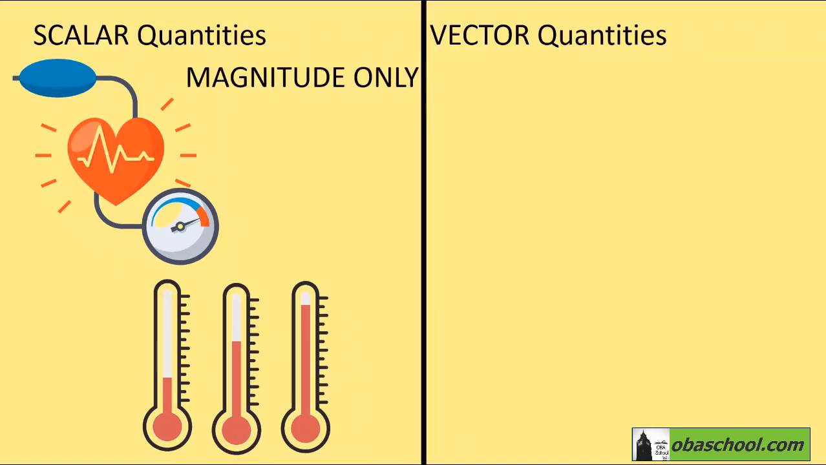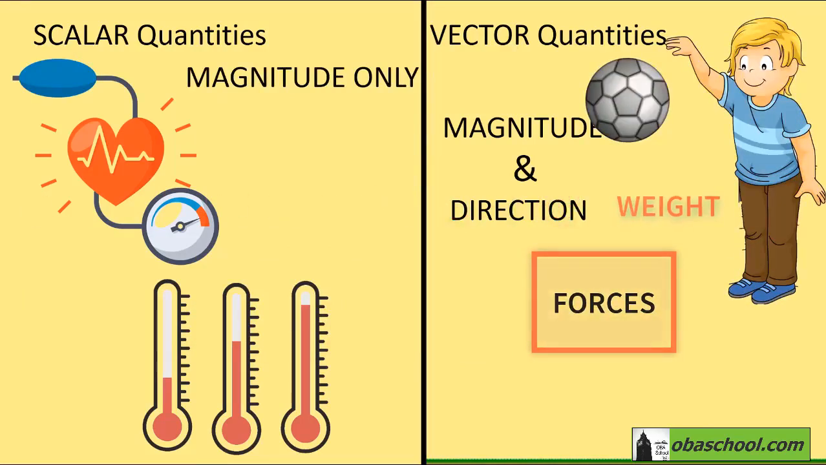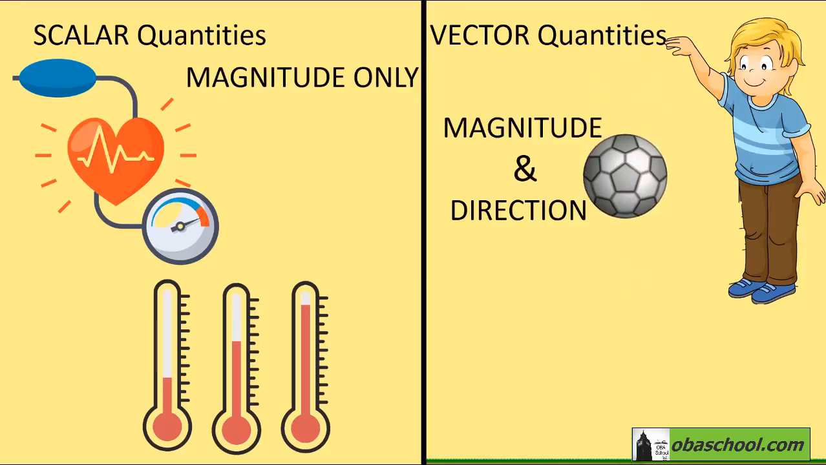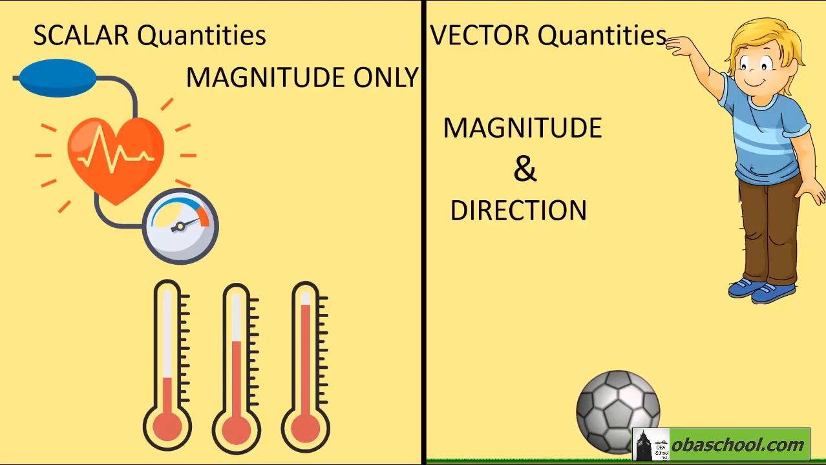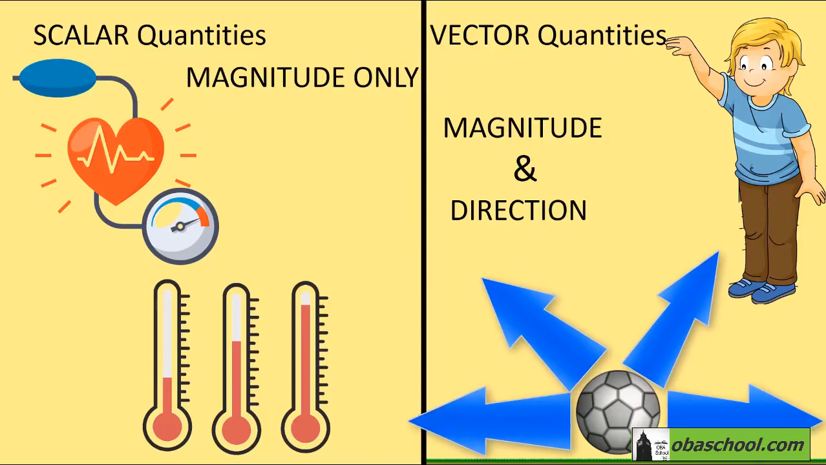Vector quantities, on the other hand, measure both magnitude and direction. All forces, including weight, are vector quantities. They always point towards a certain direction. If we take the weight, for example, it always has the same direction towards the ground or the center of the earth. Direction can define vector quantities. Slight changes in the direction make a big difference.